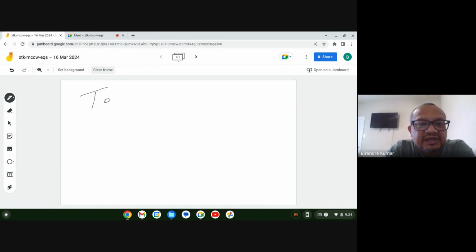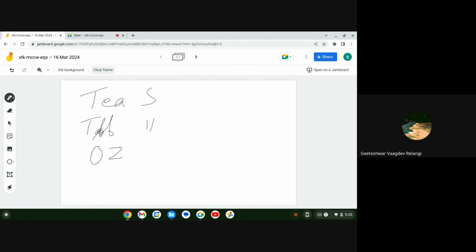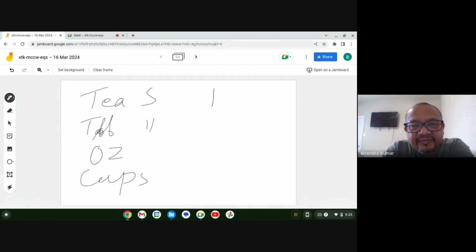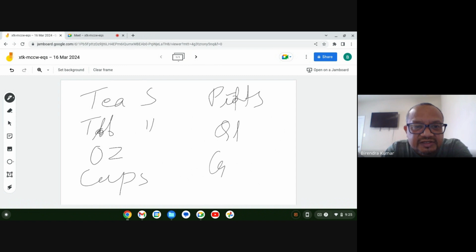So we start with teaspoons, then tablespoons, then cups, then pints, then quarts, then gallons. We missed one thing, that is ounce. So we have teaspoon, tablespoon, ounce, cups, pints, quarts, and gallon. There are total 7 units. 3 teaspoons make 1 tablespoon. 2 tablespoons make 1 ounce. 8 ounces make 1 cup.